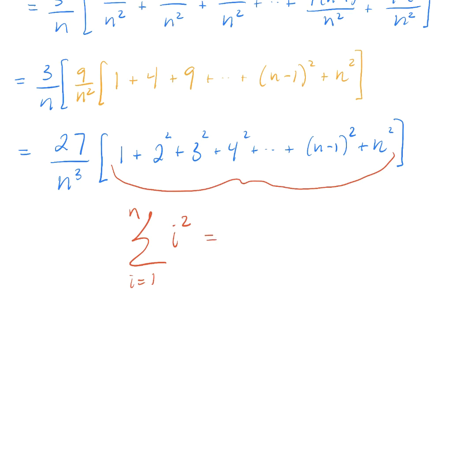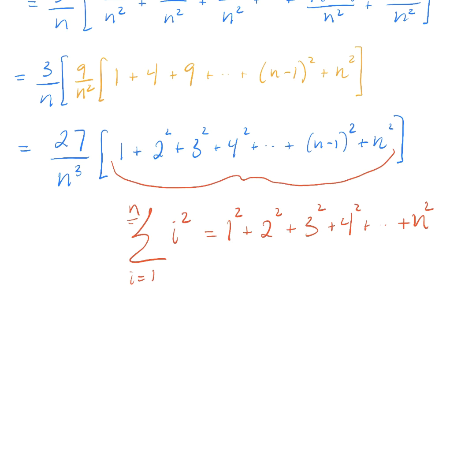It says start with i being 1, put that in here, and do whatever you're told to do to i. That's square it. Then add to it. Now bump this index up from 1 to 2, square it. Bump that index up from 2 to 3, square it. Bump the index up to 4, square it. Keep going until you get to n. Stop here. n squared. All right.